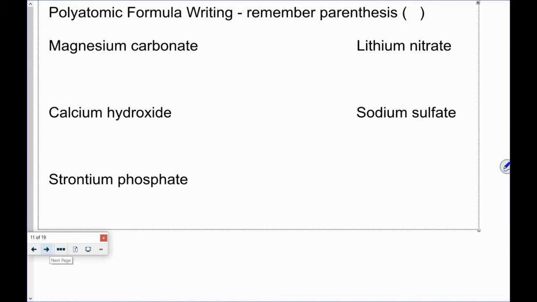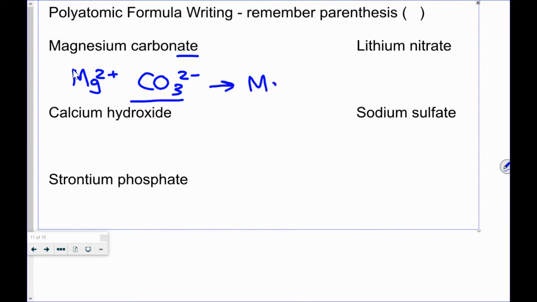Now with polyatomics, it's the exact same rules, but now we have to find them on your resource sheet. So magnesium, Mg2 plus, carbonate, if it ends in ate, you find it on your resource sheet. Carbonate is CO3, and this whole blob is carbonate. We can never change what that is, but the charges work the same way. If I have a plus 2 and a minus 2, they just cancel out. We get MgCO3. That's my answer.